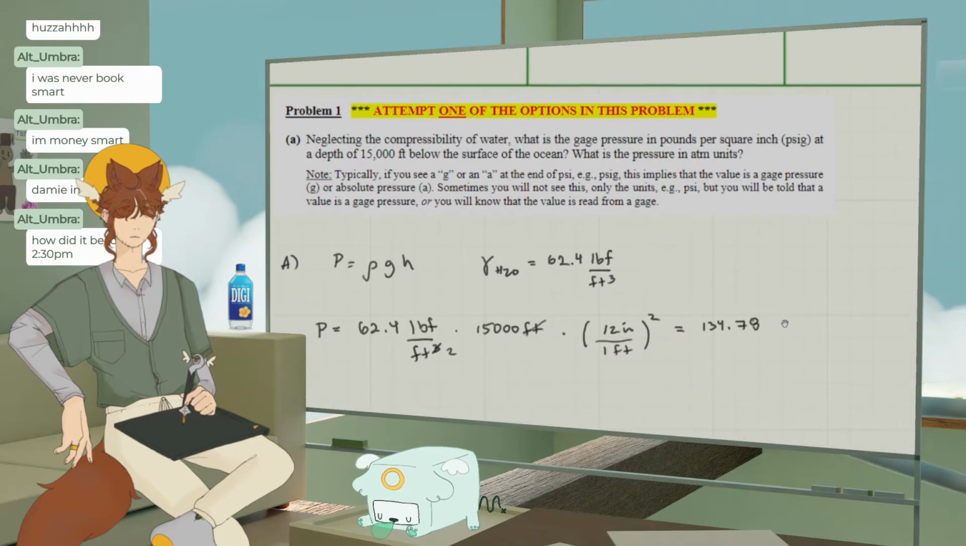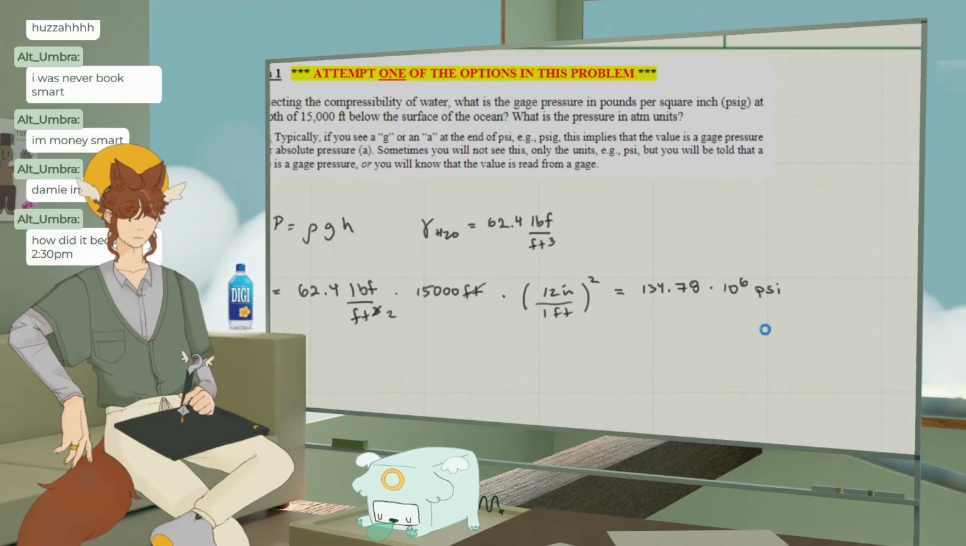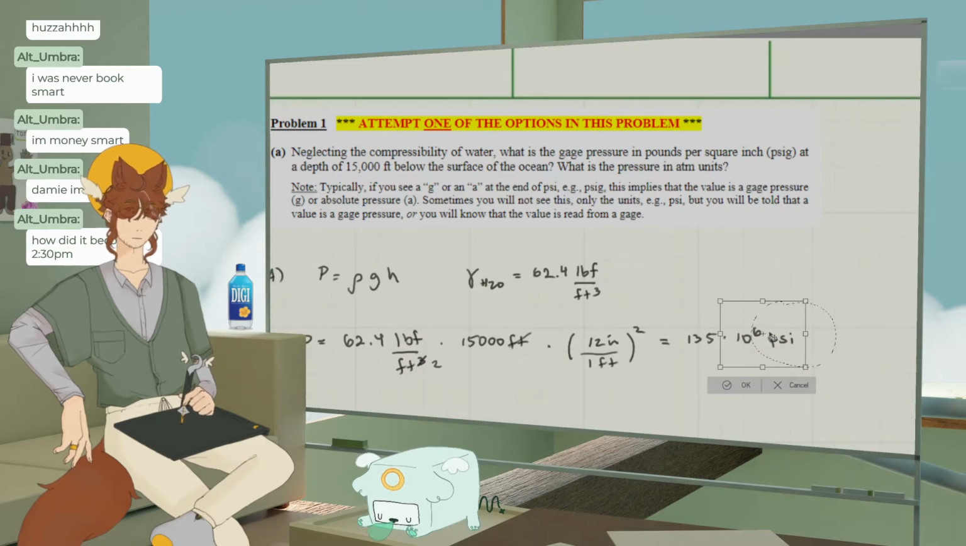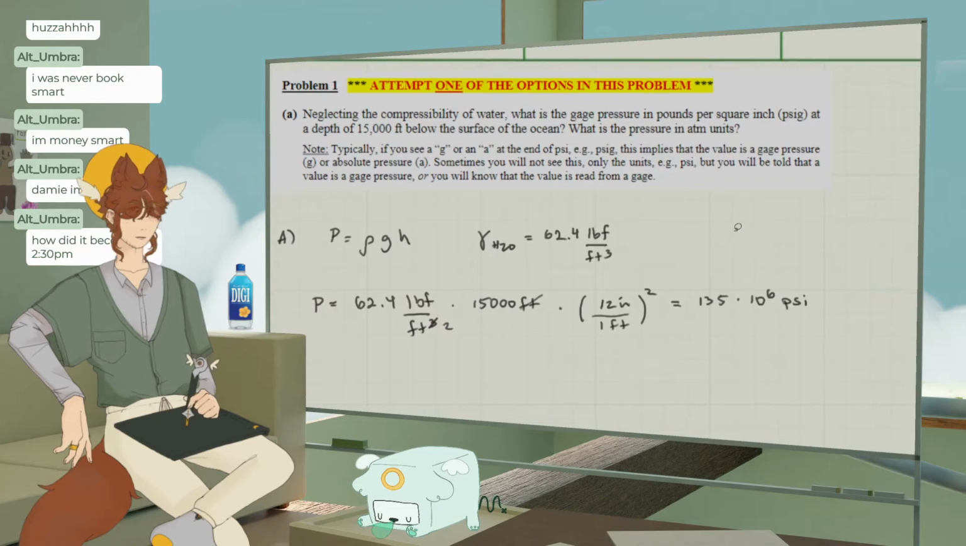134.78. Oh, he's gonna be a sig fig maniac, isn't he? Maybe he isn't. How many are we given? I guess we're given 2 there, and that one's to 3, so it should probably be to 2. Probably not that many. We'll just say 135 times 10 to the 6th. Giving you an extra one for good luck.